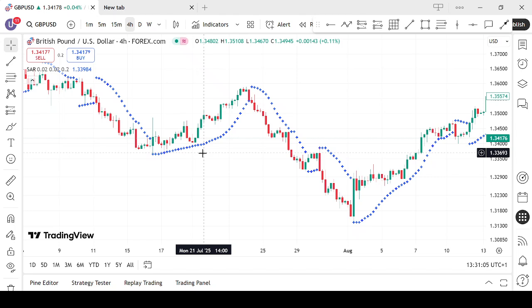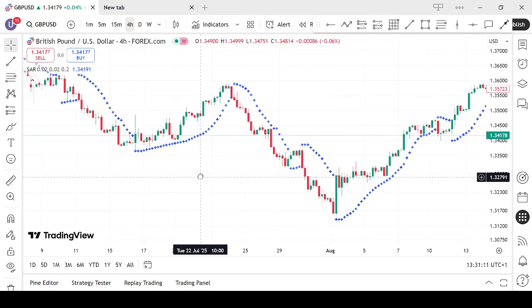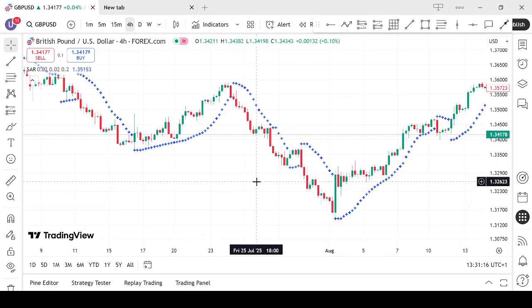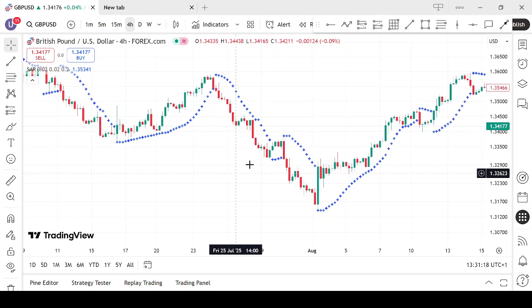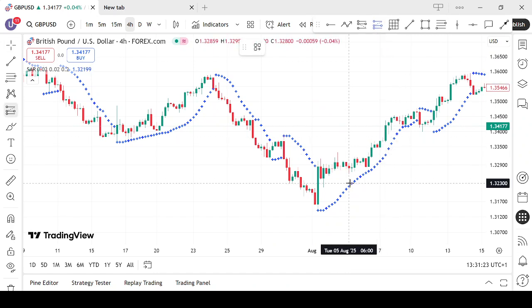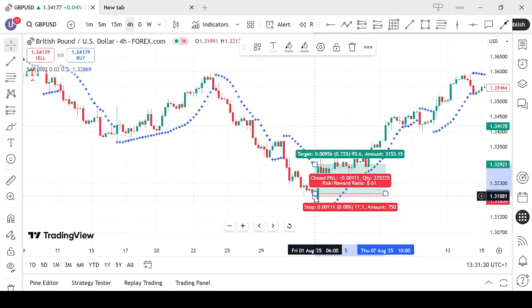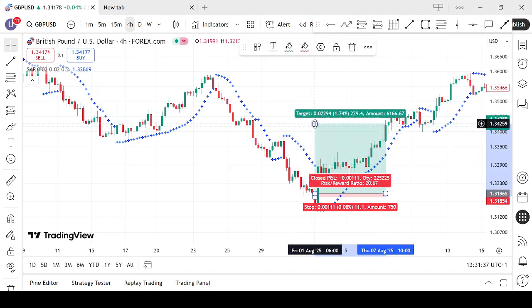The parabolic SAR also functions effectively as a trailing stop mechanism. As new dots form in the direction of your trade, you can move your stop loss to match the new dot, creating a trailing stop. Let's assume that we are buying in this part of the market. We can trail our stop below the dots. When the market moves in our favor, we keep trailing it in the direction of our trade.